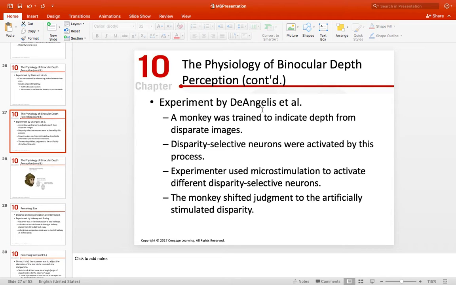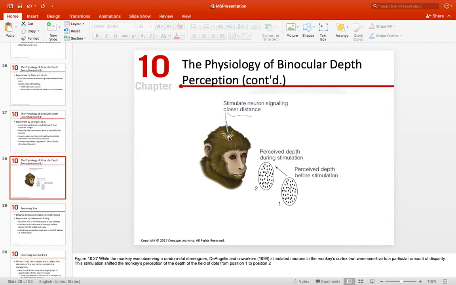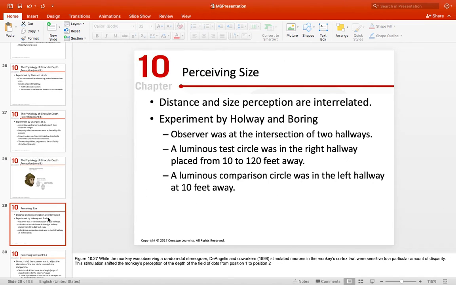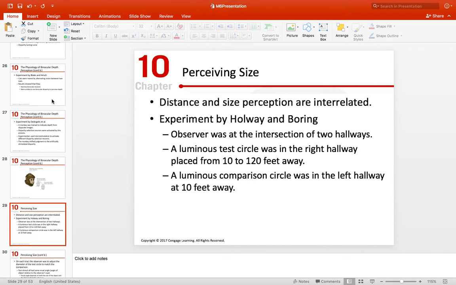Also in your book, the DeAngelis study demonstrated with monkeys that once they isolated these depth cells, if they manipulate them physiologically, they can actually alter the perception of the monkeys. They can alter their three-dimensional perceptions through the stimulation of the cells. So the actual perception of these monkeys can be altered by stimulation of particular cells in the brain, in different parts of the visual system, which is interesting. Okay, so that's a little about depth.